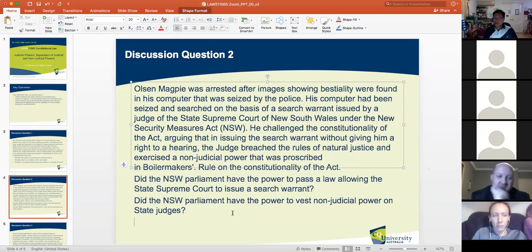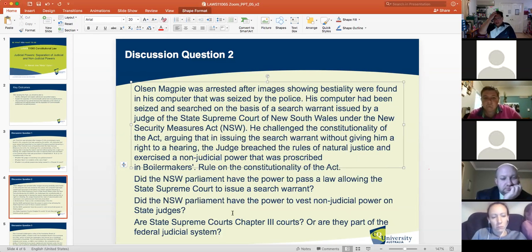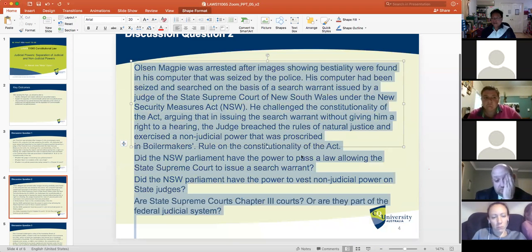What was your point, Gordon? Aren't the Supreme Courts considered to be part of the Chapter 3 courts? Or are they constituted in the same way as Chapter 3 courts? Or are they just considered to have the same powers as Chapter 3 courts? Okay, very good. I think Leonie raised the point that isn't it integrated in the federal justice system? Are the state judges acting as tools of the executive?